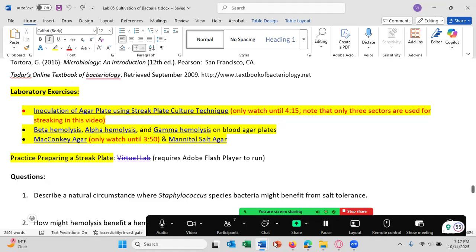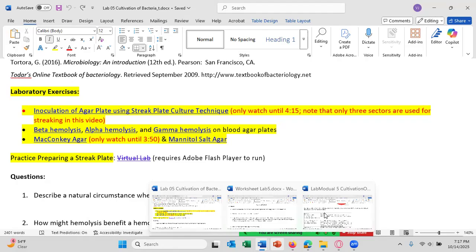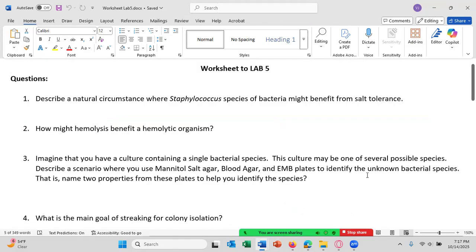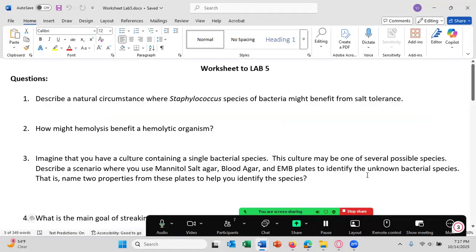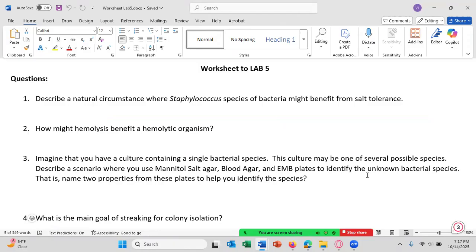All right, that's the lab. Let's go ahead and go to the worksheet, and I'll go through the questions. So the worksheet to Lab 5, question 1. Describe a natural circumstance where Staphylococcus species of bacteria might benefit from salt tolerating, meaning why would Staphylococcus benefit to tolerate salt? And you cannot state so that it'll grow on an MSA plate, because that is not a natural circumstance. Any question about that? That's a laboratory circumstance.